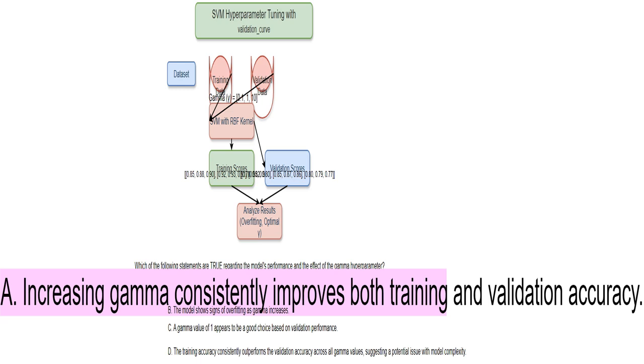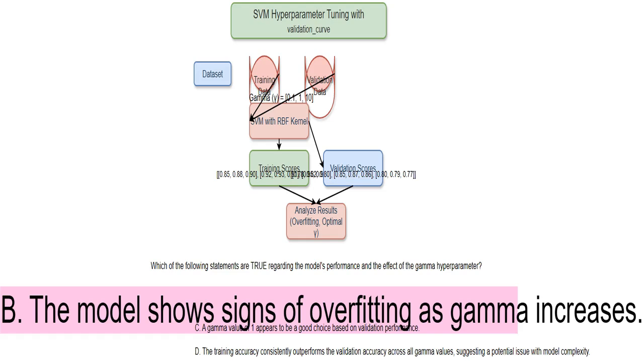Let's look at the provided data. The training accuracy does increase with gamma, but the validation accuracy increases initially and then decreases. Thus, the improvement is not consistent across both datasets, making the statement false. This statement explores whether the model exhibits overfitting as gamma increases. Overfitting occurs when a model learns the training data too well but performs poorly on unseen data. The provided training and validation scores show that the gap between the two increases with increasing gamma. This widening gap signifies overfitting, making the statement true.